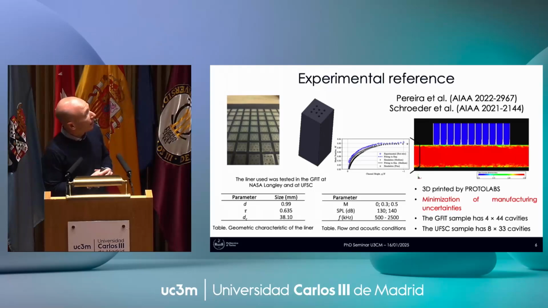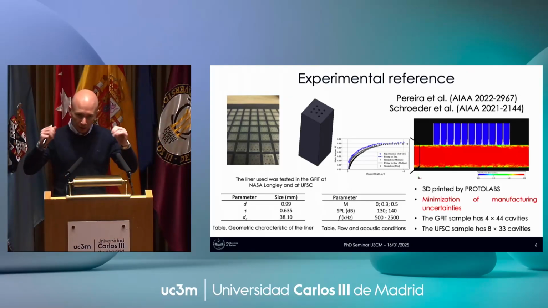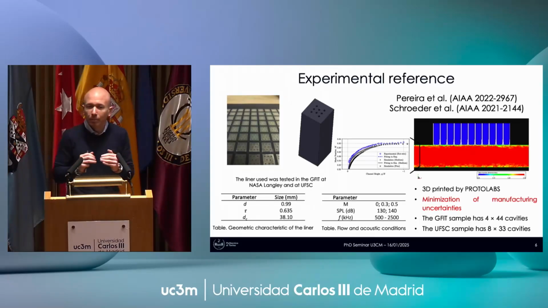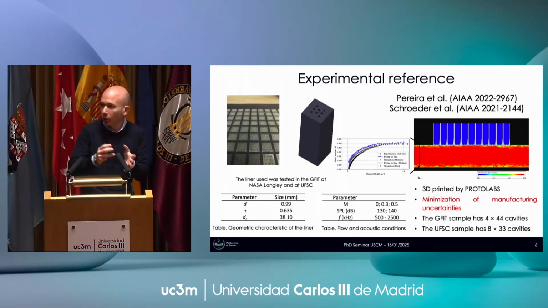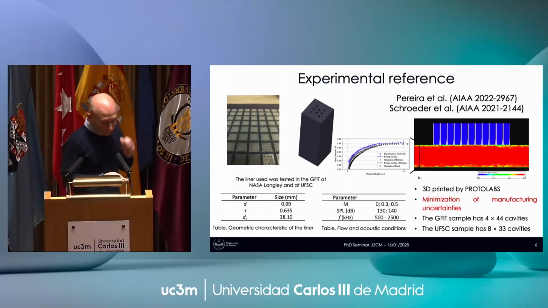Then when we designed the liner, we asked the company Protolab to wait for the order to be placed by the two institutions, and please use the same machine and print the two liners one after the other. This is the best we could do to be sure that the same machine was used more or less on the same day, and that what came out was more or less similar. Then we defined a test matrix, and this test matrix was tested in the two facilities I mentioned.